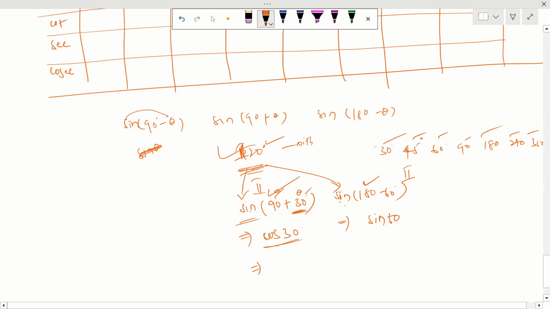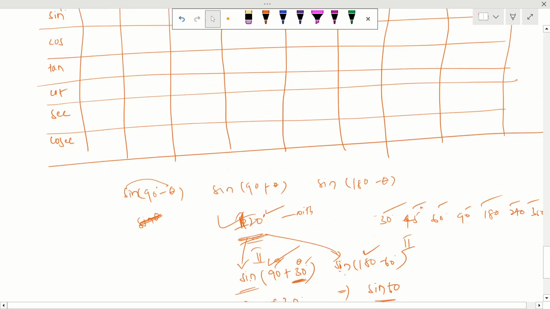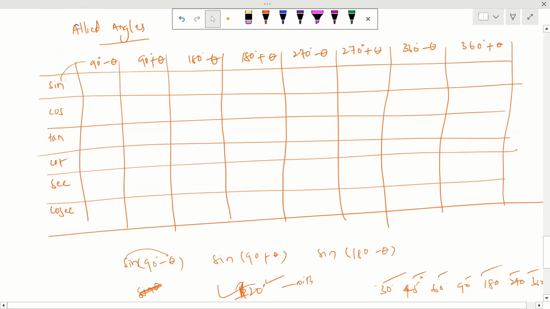So the cos 30 value we know, right? Cos 30 value is root 3 by 2, and the sine 60 value is also root 3 by 2. Both values are the same, right? This is how to find values in problems like these. These allied angles are very helpful. You will understand the meaning of this.